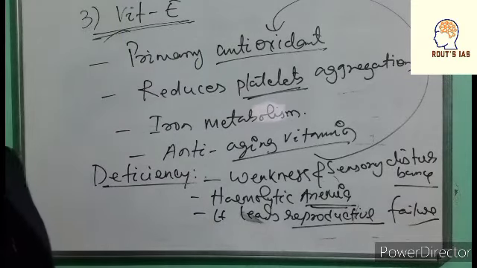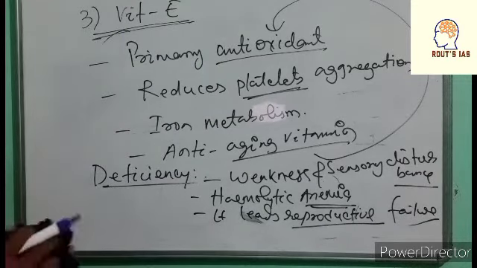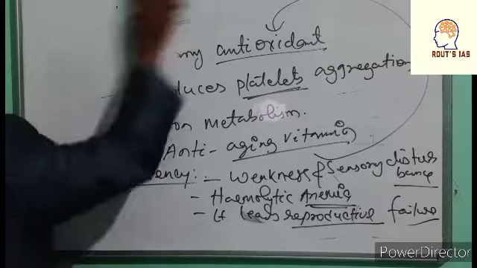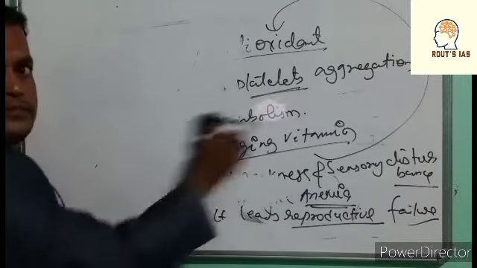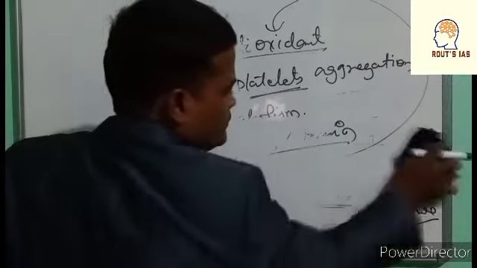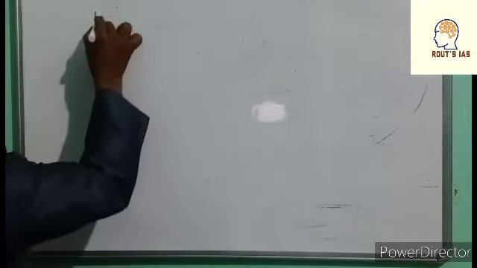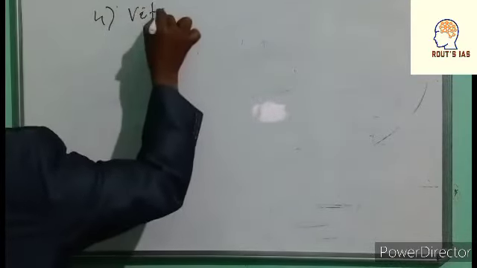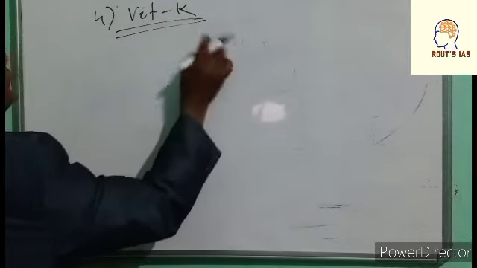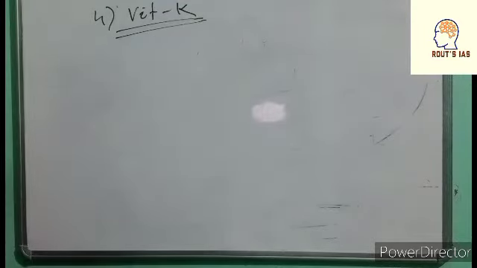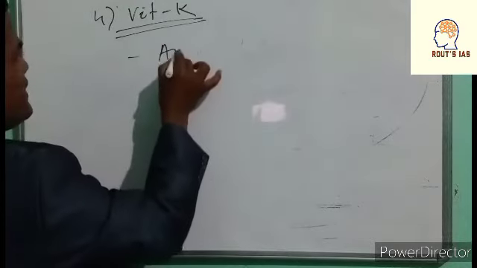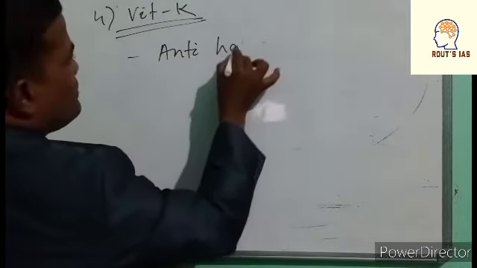Next one, your last one, is vitamin K. Vitamin K is recognized as the anti-hemorrhage vitamin. It is called the anti-hemorrhage vitamin.